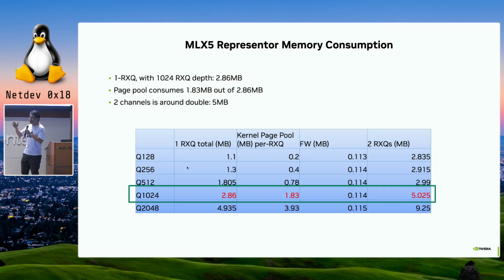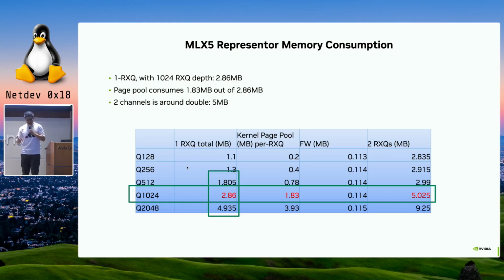And I want to break it down: okay, you consume 2.8 megabytes, what's the breakdown? Among the 2.8, about 1.8 is consumed by the page pool, and we know that the page pool is used by the RxQ. So I know that with RxQ depth of 1K, it consumes 1.8 megabytes, and there's firmware consumption and others. And here we also know that if I increase the channel count to 2, it almost doubles, from 2.8 to 5.